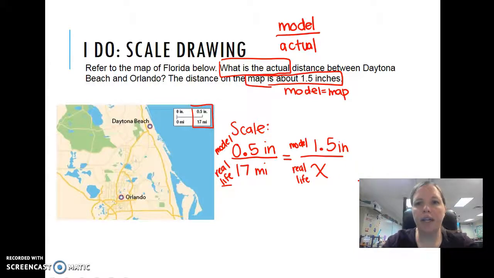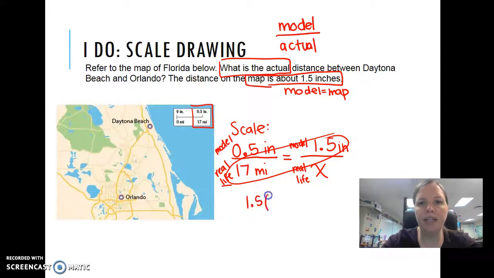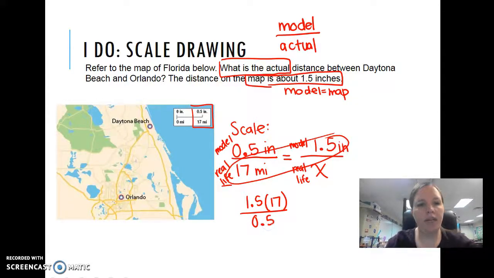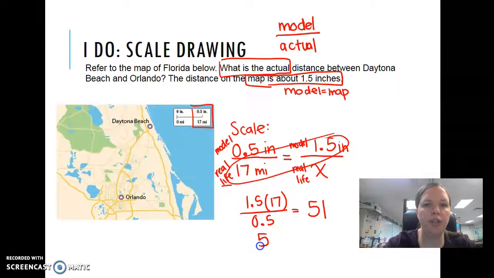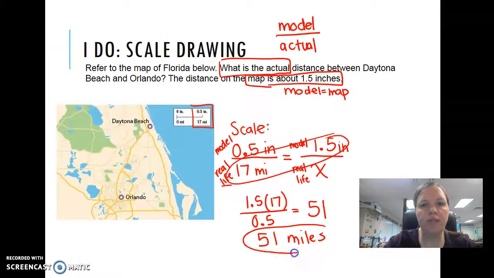Now that we have our numbers set up, we can cross multiply. We'll do 1.5 times 17, and we'll divide it by 1/2. On my calculator, 1.5 times 17 divided by 0.5, I get that the answer is 51. When you answer this question, think about what you're being asked: what's the actual distance between Daytona Beach and Orlando? What units are the actual? They would be miles. So this would be 51 miles.